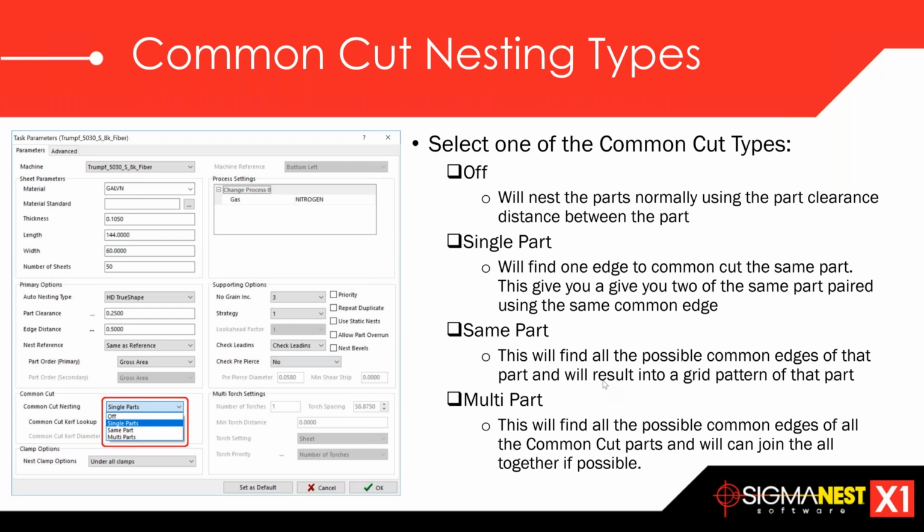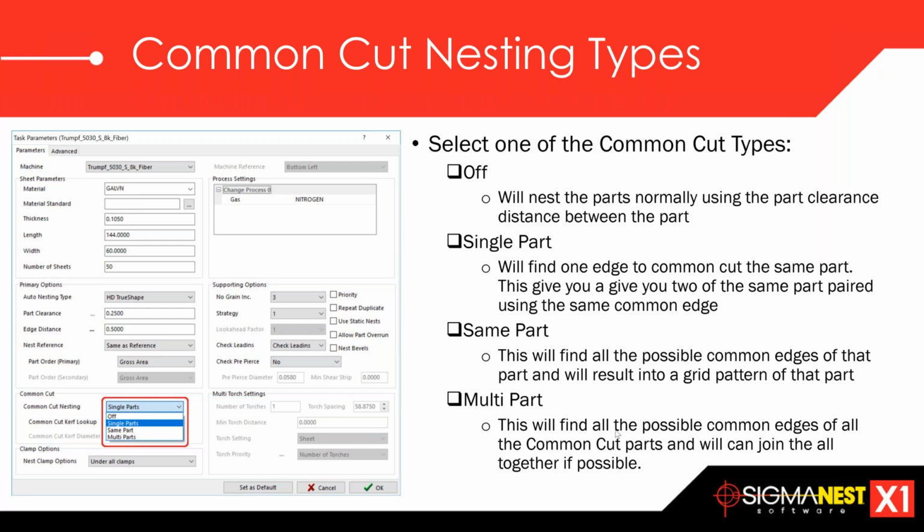Same part will find any common edge that's available on the part itself, and you'll get more of a grid pattern. So if you had a square, all four edges would be a common edge. Therefore, you'd get a grid pattern of those parts.